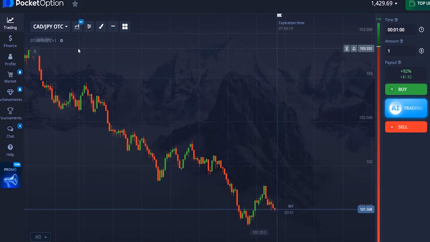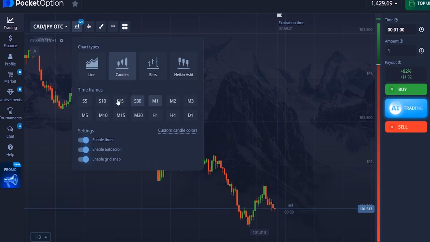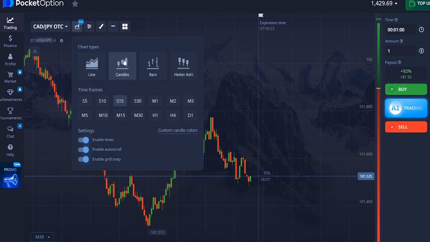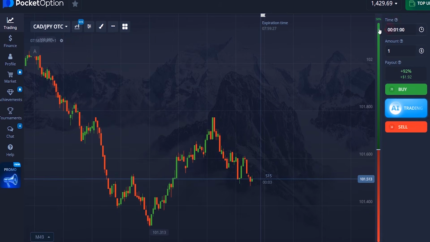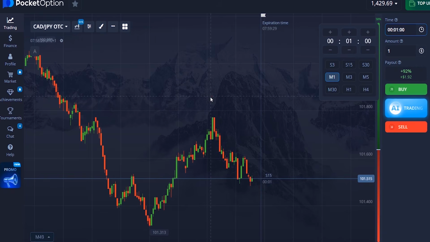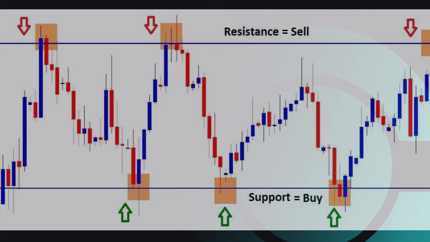So right here on the chart, I'm going to be making use of 15 seconds candles. I'm going to be using the normal Japanese candlestick, and I'm going to be setting my expiration time to 1 minute. When you talk about support and resistance levels, these are areas in the market where the market bounces from.